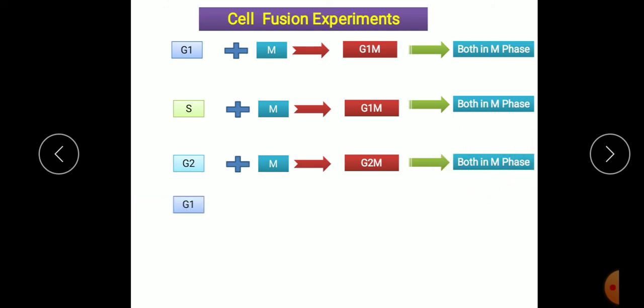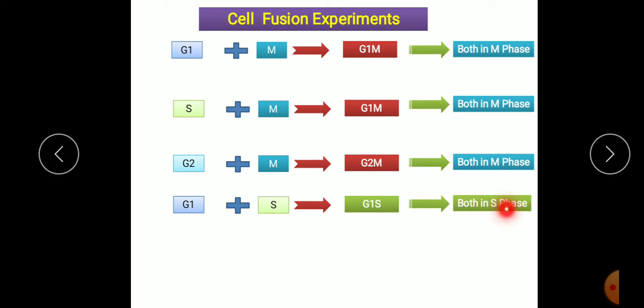They carried out another experiment where one cell is in G1 and another cell is in S. When the G1 phase cell fuses with the S cell, they found that the syncytium formed is G1S. Here no M phase is involved, only S phase. They found that both cells enter into the S phase.